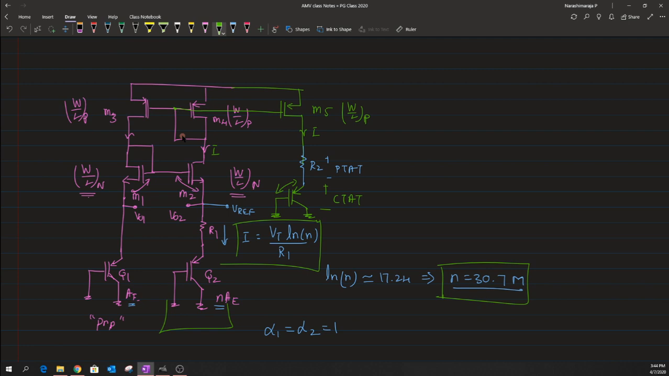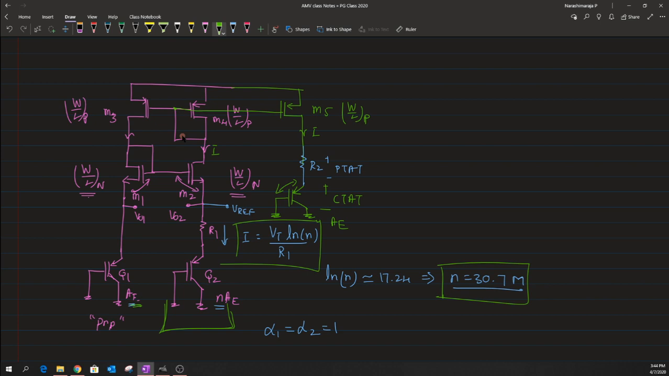So now the emitter area does not matter here, just because the current is just mirrored from this particular branch onto this new branch of M5. So we never worry about this factor of n here, and it can be of the same value of area that we had for Q1. So it does not matter here.